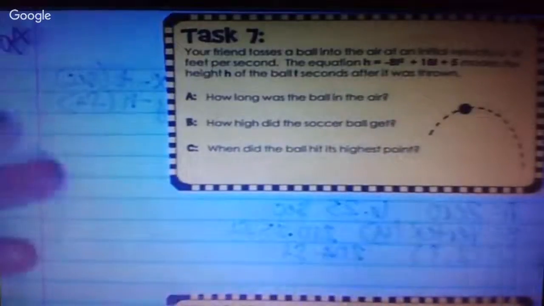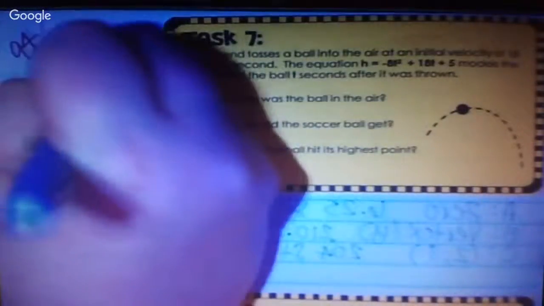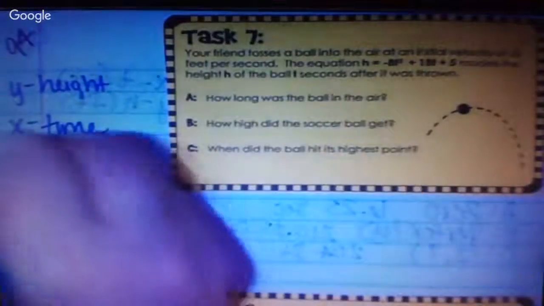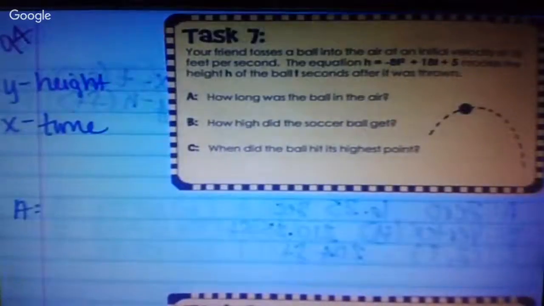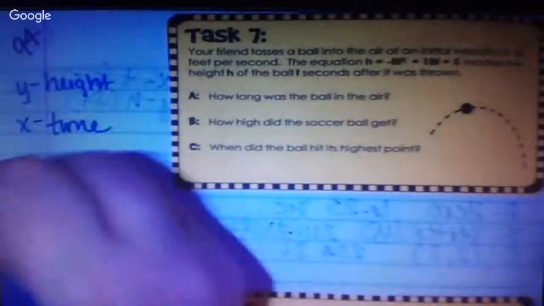Task 8 goes kind of high. Wait till you get to it. The X would be, yes.